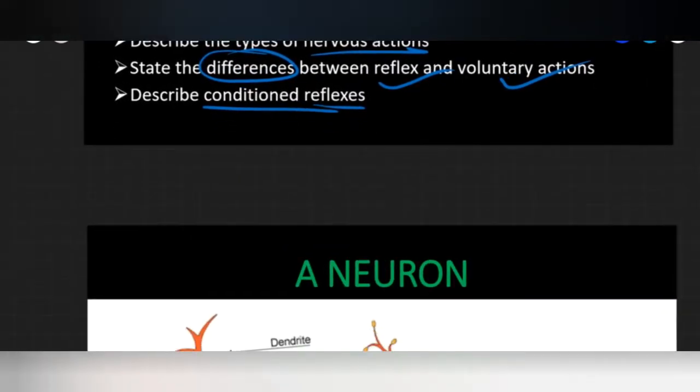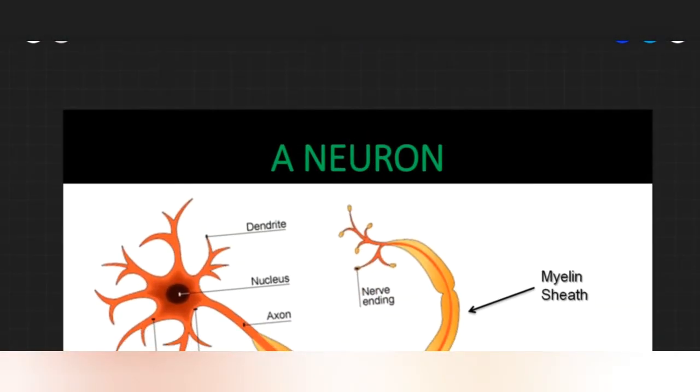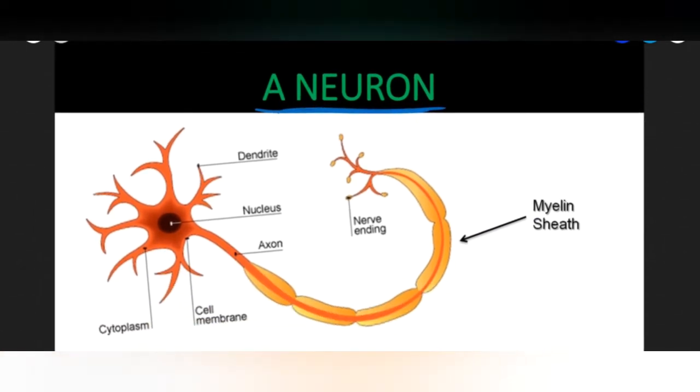What is a neuron? A neuron is the basic unit of the nervous system. We can say that neurons are specialized cells that transmit impulses. They transmit impulses around the body in form of electrical charges.